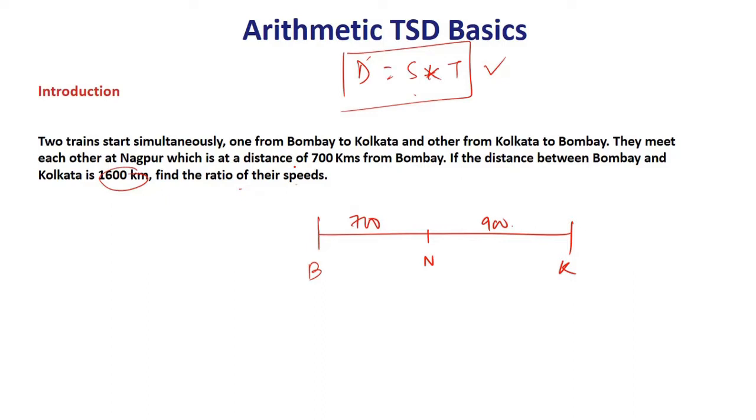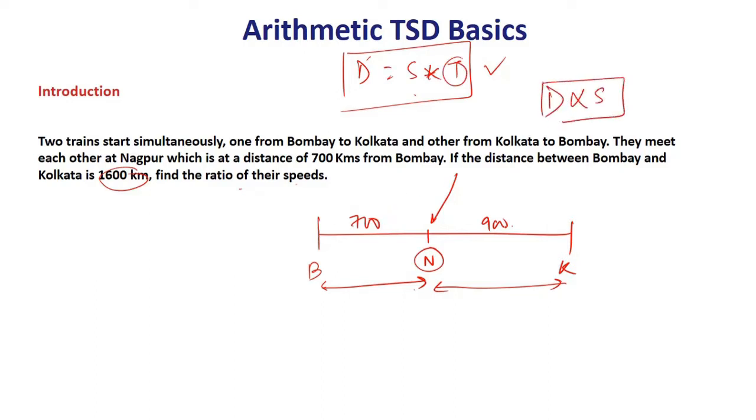Now what is happening here? This point, which is Nagpur, they are meeting at the same time. So the first train travels from B to N, the second train travels from K to N. So since the time is a constant, distance must be proportional to speed. So therefore, what will be the ratio of the speeds? Same as the ratio of distances. So ratio of the speeds will be 7:9. I hope this is clear to you. Very simple thing, but very important.